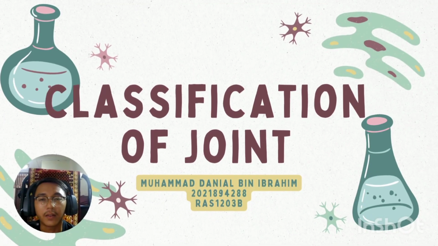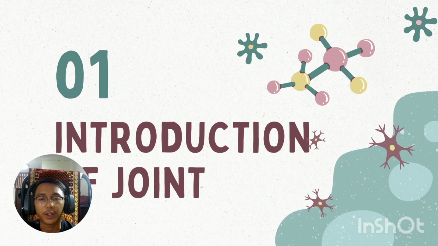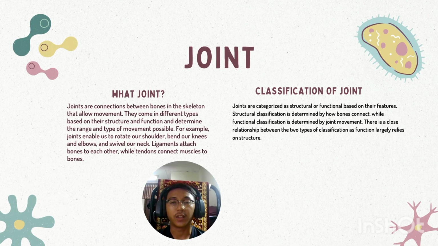Today I want to present to you about classification of joints. First, an introduction to joints. What is a joint? Joints are connections between bones in the skeleton that allow movement. They come in different types based on their structure and function and determine the range and type of movement possible. For example, joints enable us to rotate our shoulder, bend our knees and elbows, and swivel our neck. Ligaments attach bones to each other, while tendons connect muscle to bones.